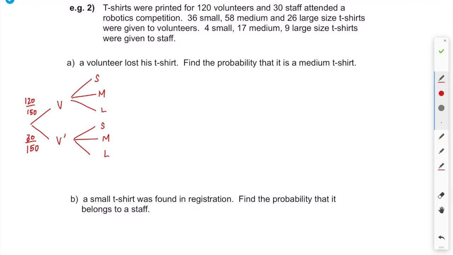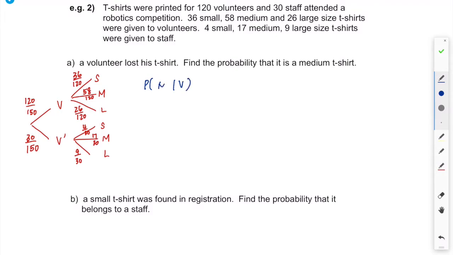Amongst the 120 volunteer shirts, 36 are small, out of 120, and then 58 medium. Okay, and then 26 large. Okay, and then for the staff T-shirts, there are 4 small, and then 17 medium, and then 9 large, like that. Okay, so part A, we know that this is the volunteer shirt.